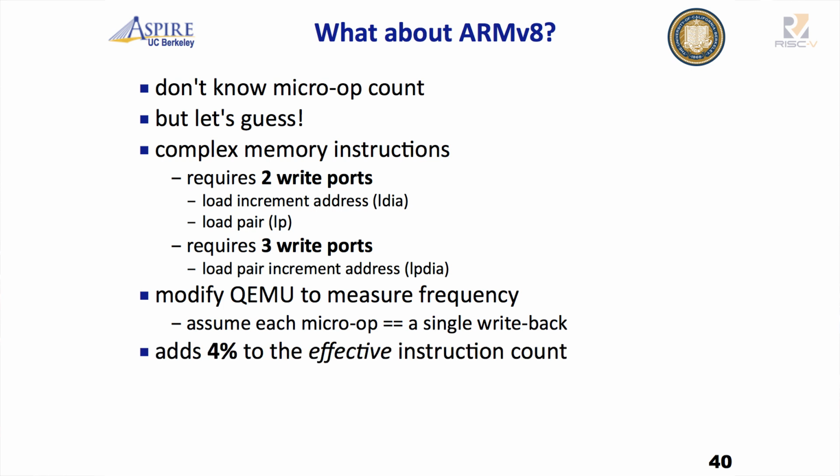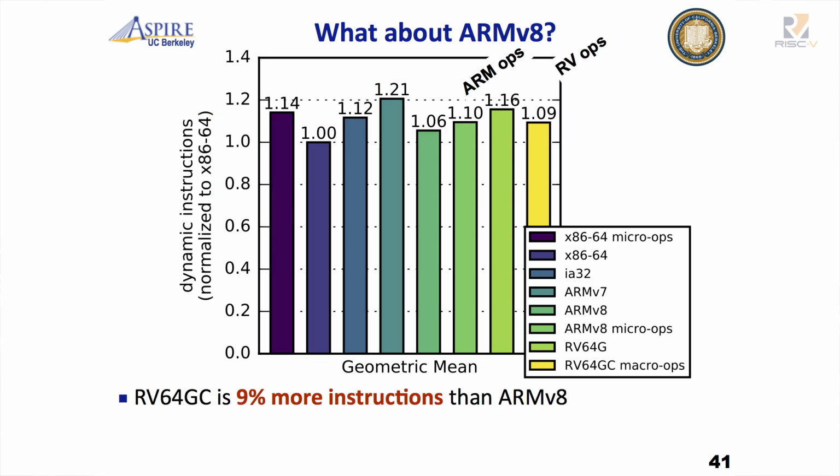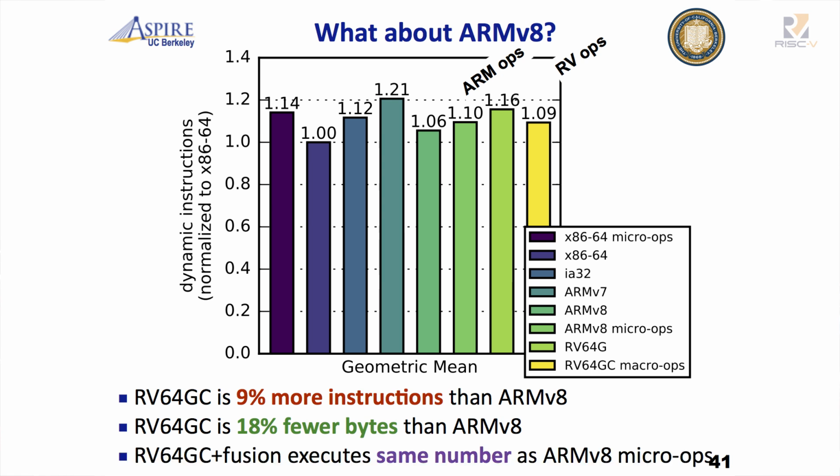This will add 4% to the effective instruction count of ARMv8. So we take RISC-V. That was 9% more instructions to start with. But with Fusion, it's already fewer bytes. With Fusion, RISC-V lowers by about 5 to 6%. And if we look at the micro-op generation, ARM increases by 4%. And they basically meet about in the middle. So essentially, RISC-V is the same number of operations as ARMv8.